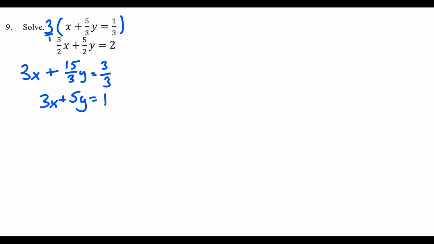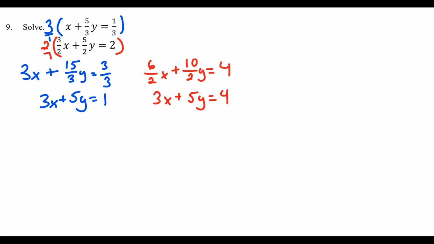I'm going to do the same thing for the second equation, but on the second one I don't want to multiply by 3, I want to multiply by a common denominator, which in this case I'm going to do 2 over 1. So I get 2 times 3 is 6 over 2x, 2 times 5 is 10 over 2y, and 2 times 2 is 4. 6 divided by 2 is 3. 10 divided by 2 is 5. And then I have my 4. These two equations are much nicer, okay?